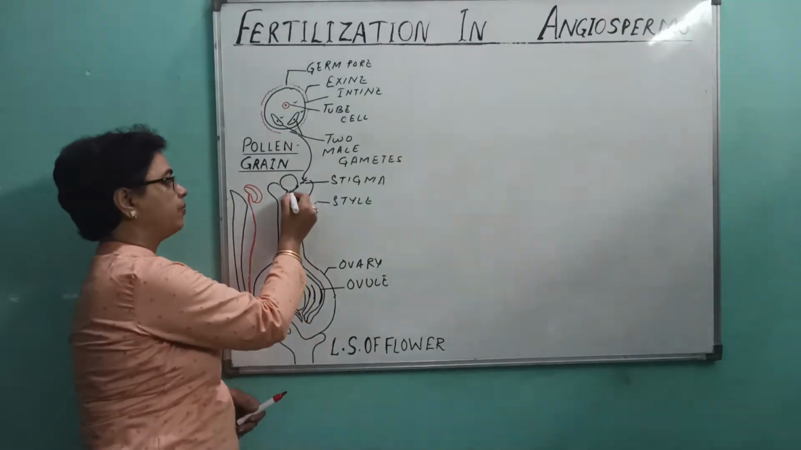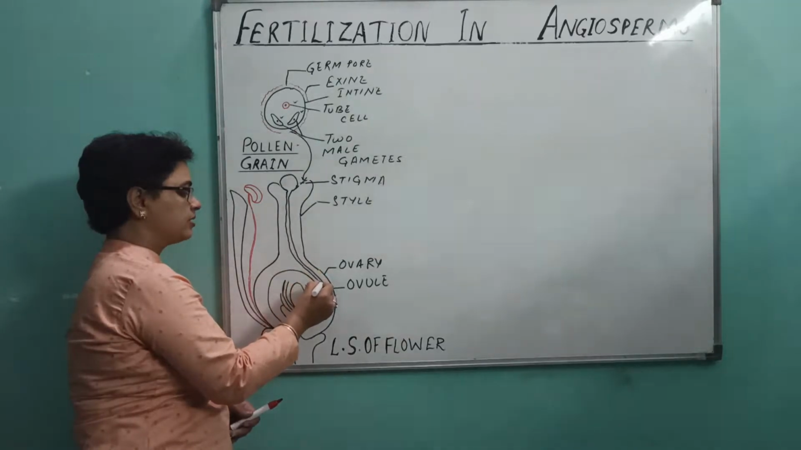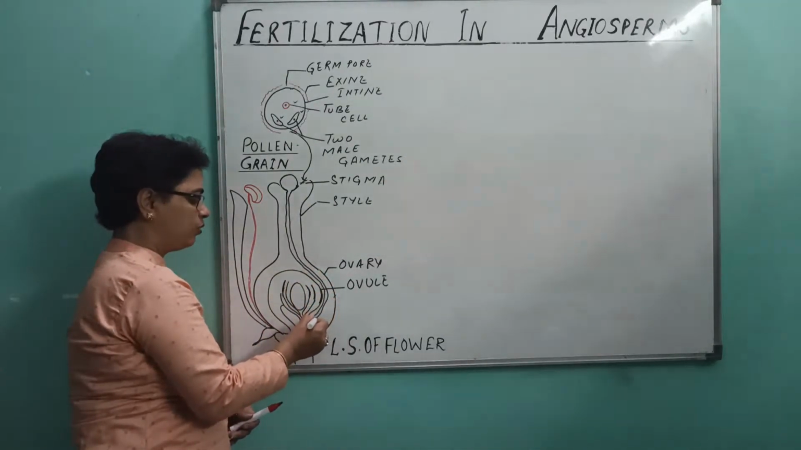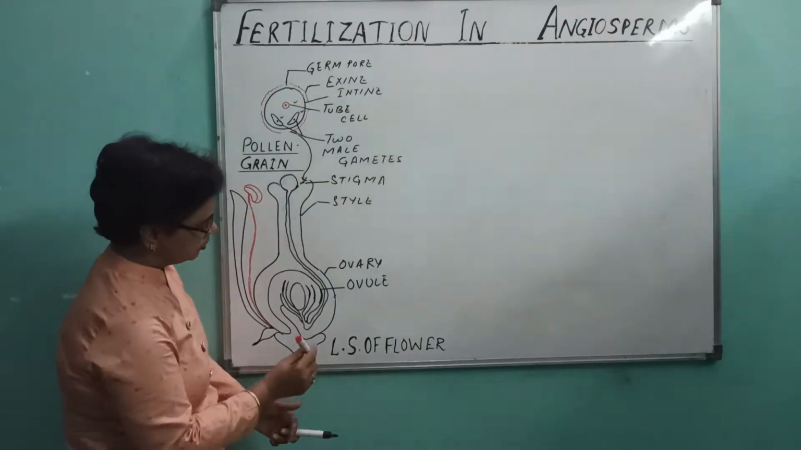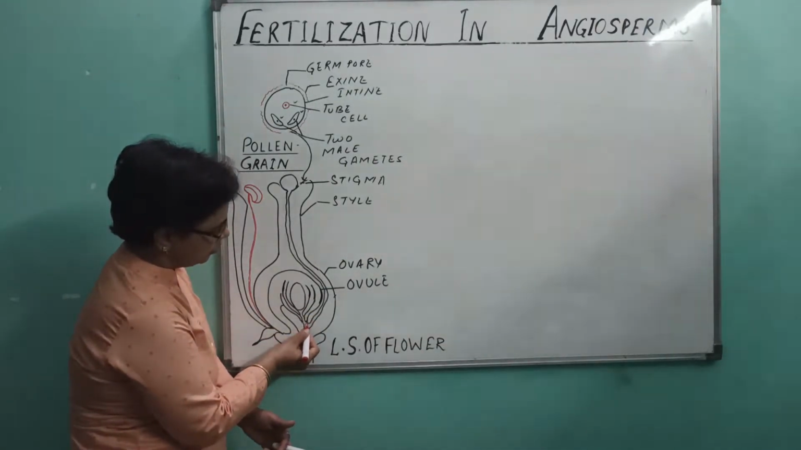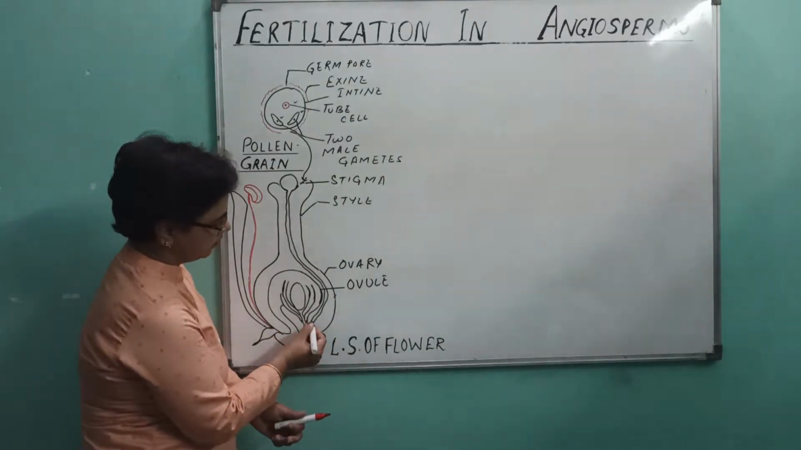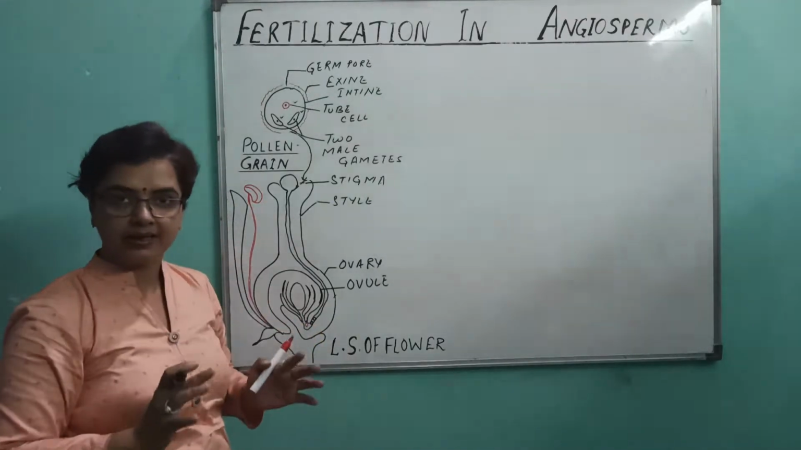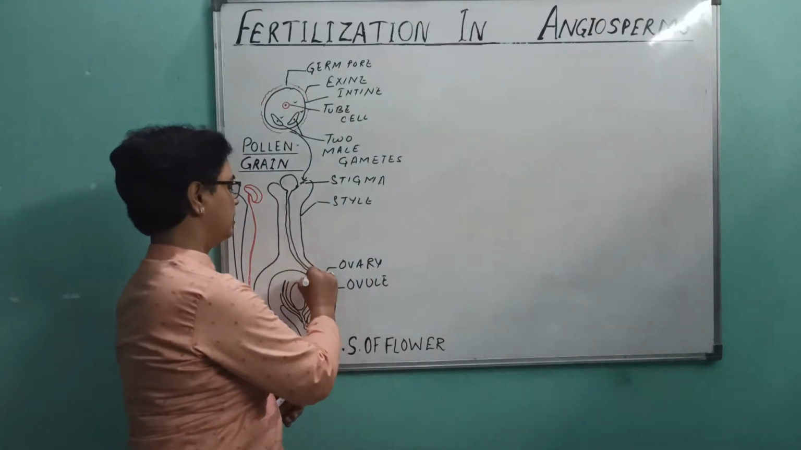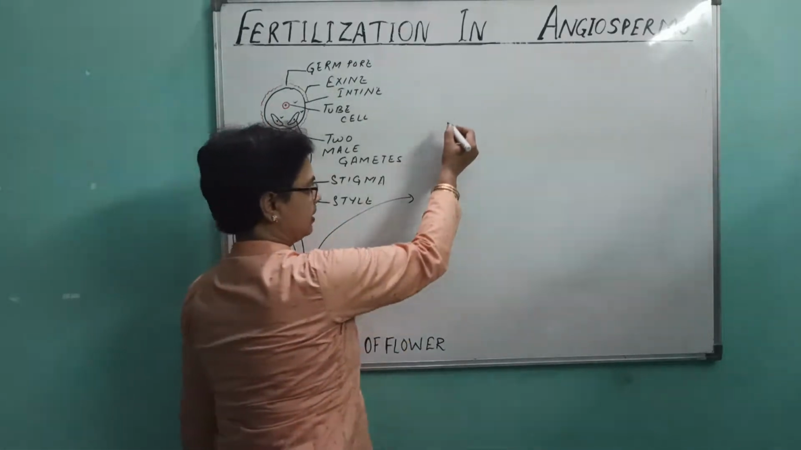It enters through the micropyle. At the very beginning, the first cell along with the nucleus will be the tube nucleus. So at the tip of the pollen tube, there will be the tube nucleus first, along with the cell, and second, the two male gametes are here. Just to make a clear diagram of the fertilization, I am taking out this ovule along with the pollen tube.